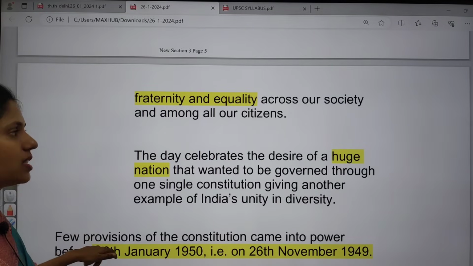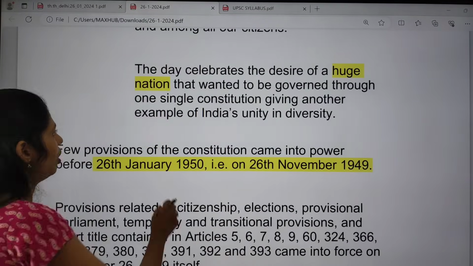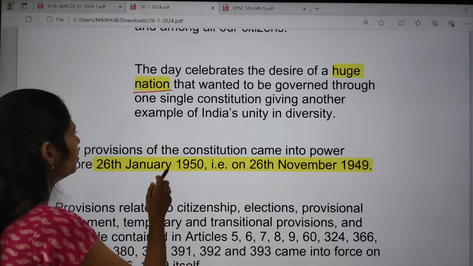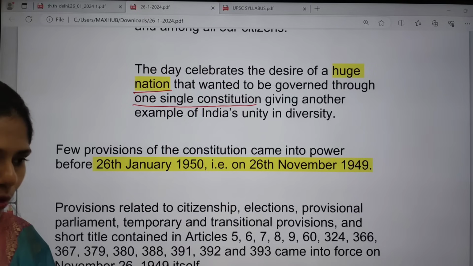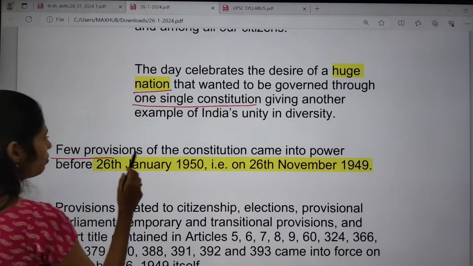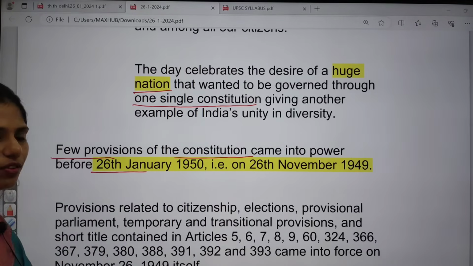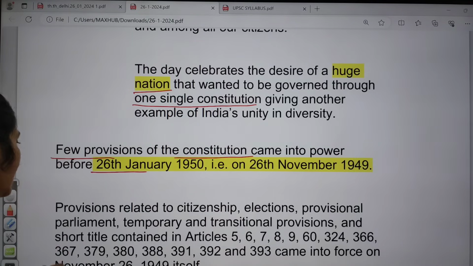Okay, liberty, fraternity, and equality across the society. And the day which celebrates the desire of a huge nation that wanted to be governed through one single constitution. Okay, and this is one example of unity in diversity in our country. And a few provisions of the constitution came into power even before 26 January 1950, that is on 26 November 1949.